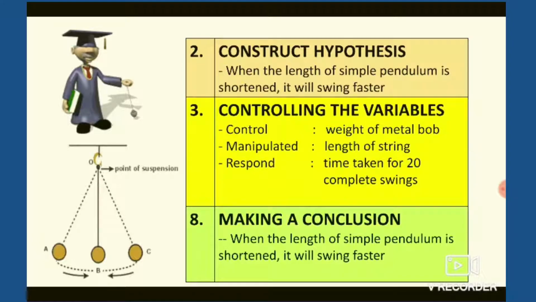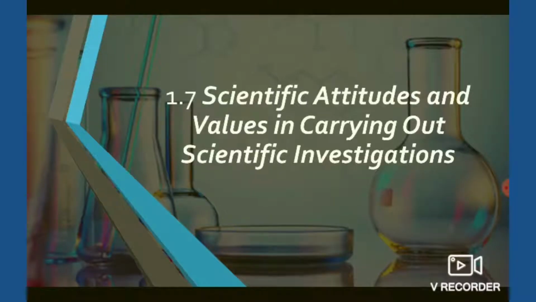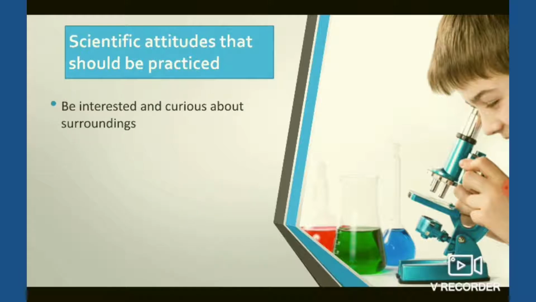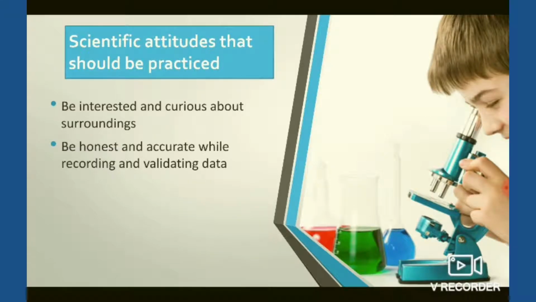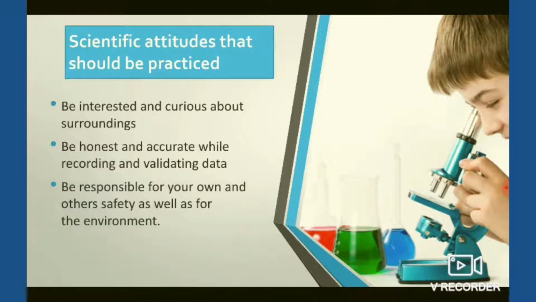Okay, so that's all. Let's continue 1.7, scientific attitudes and values in carrying out scientific investigations. What are the scientific values that must be practiced by a scientist? So, the first one, be interested and curious about surroundings, of course. Be honest and accurate while recording and validating data. Be responsible for your own and others' safety as well as for the environment.